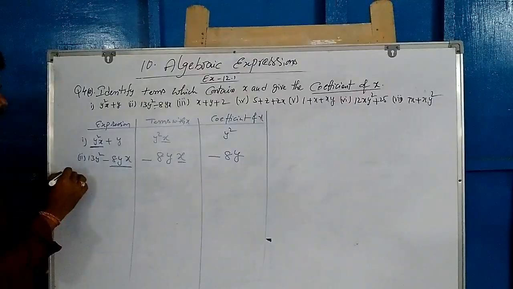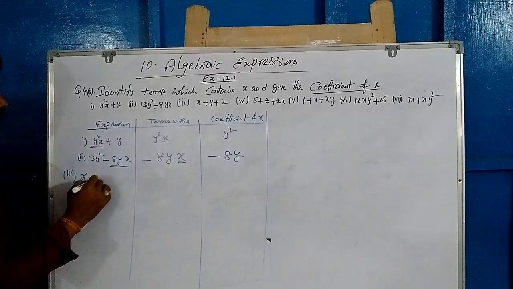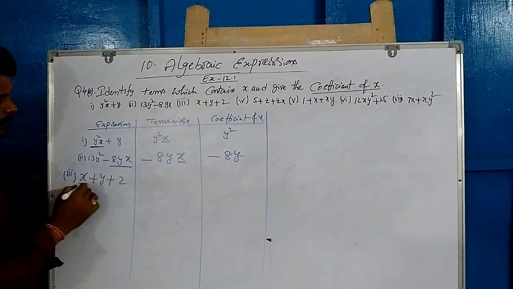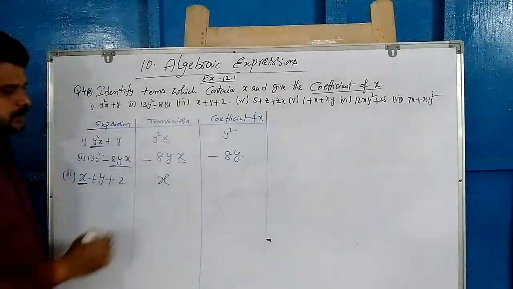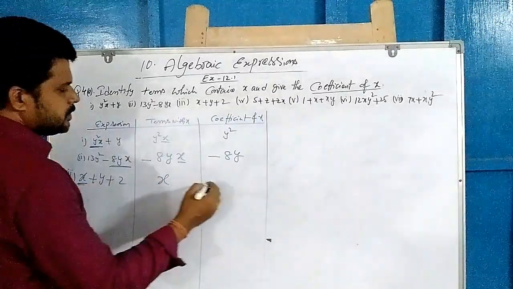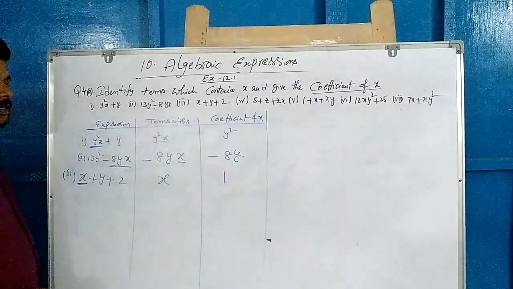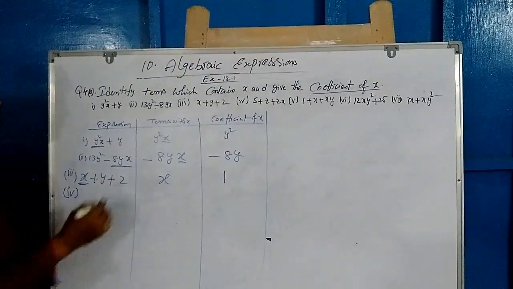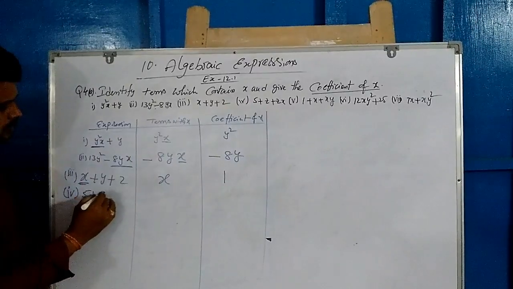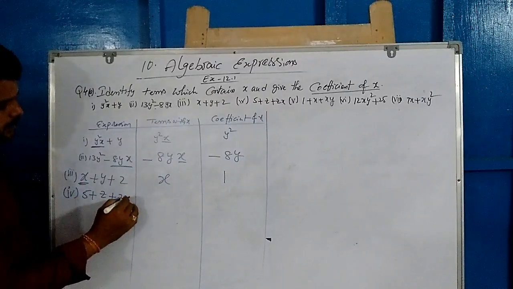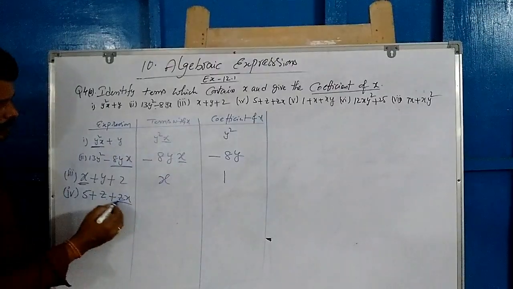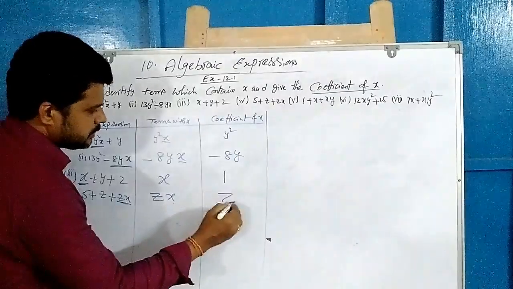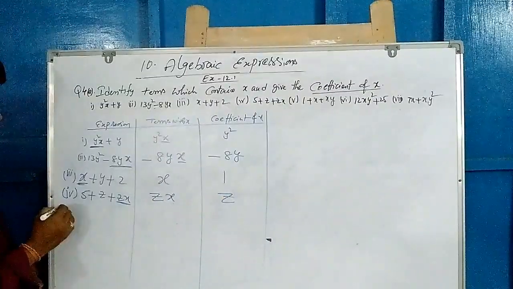What is the third one? x plus y plus 2. So what is the term with x? Only x. So x is multiplied with which number? 1. So 1 is the coefficient of x. Next, the fourth one: 5 plus z plus zx. The term with x is only zx. So x is multiplied with z, so z is the coefficient.